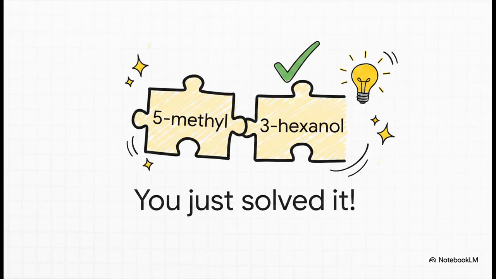And now for the fun part. We just stick all the pieces together. The side chain comes first, then the parent name. So we get 5-methyl-3-hexanol. And just like that, you've done it. You correctly named your first alcohol. See? It's not so bad. It's just like a logic puzzle. And you totally just solved it.